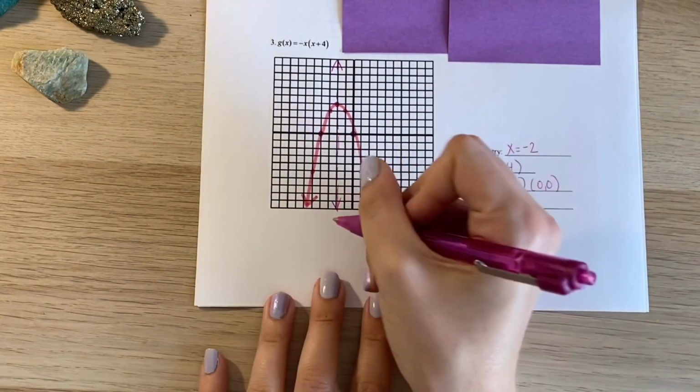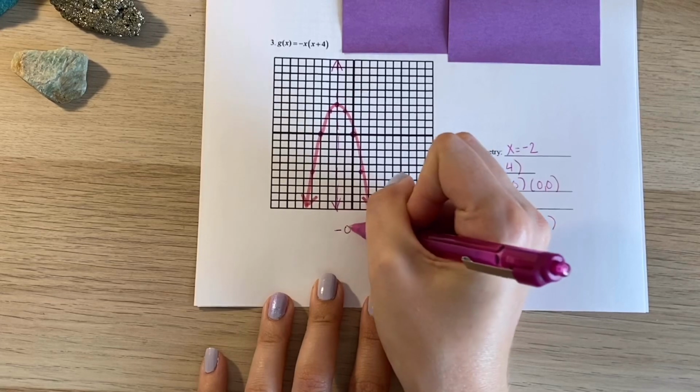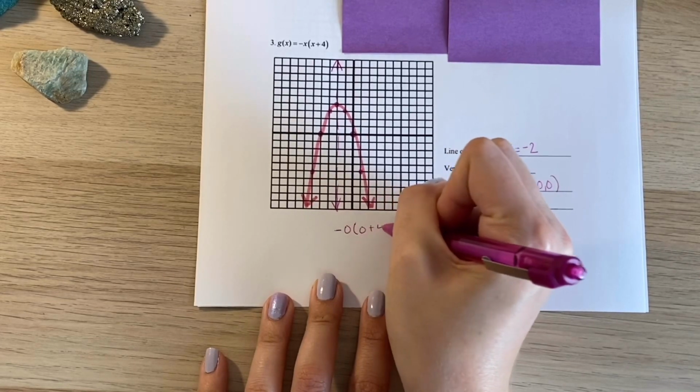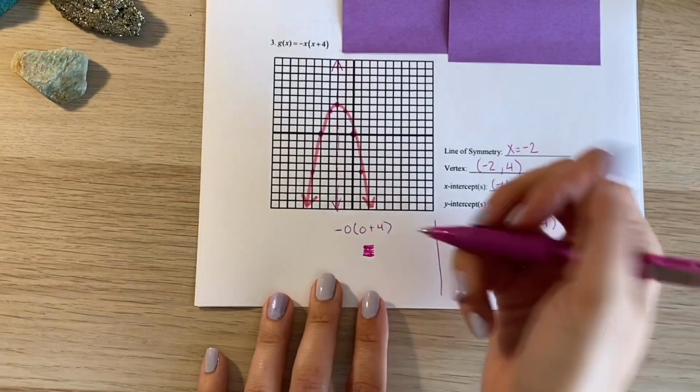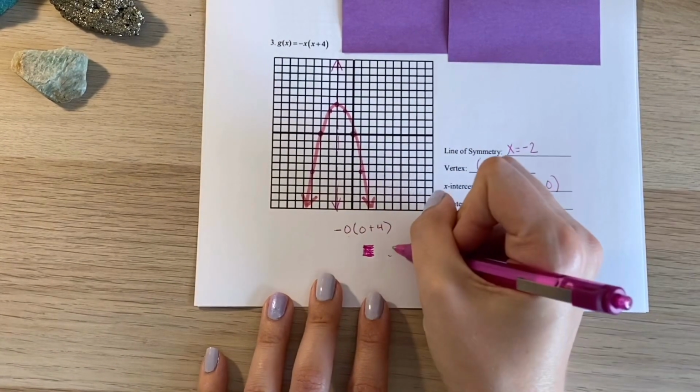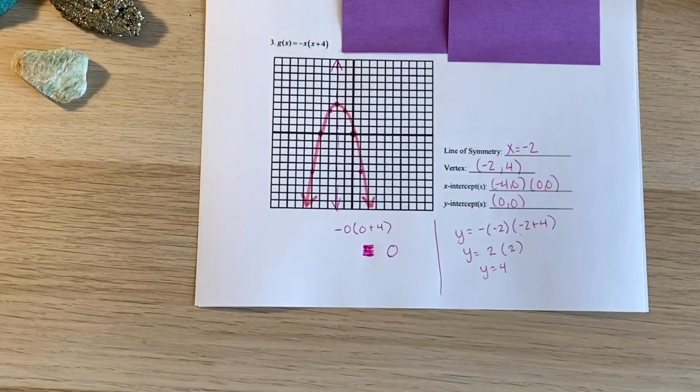It's -0 times 0 plus 4. So -0 times 0 plus 4, -0 doesn't even matter, but 0 times 4 is 0. So our y-intercept is 0 at 0, 0, which we already knew from the x-intercept.